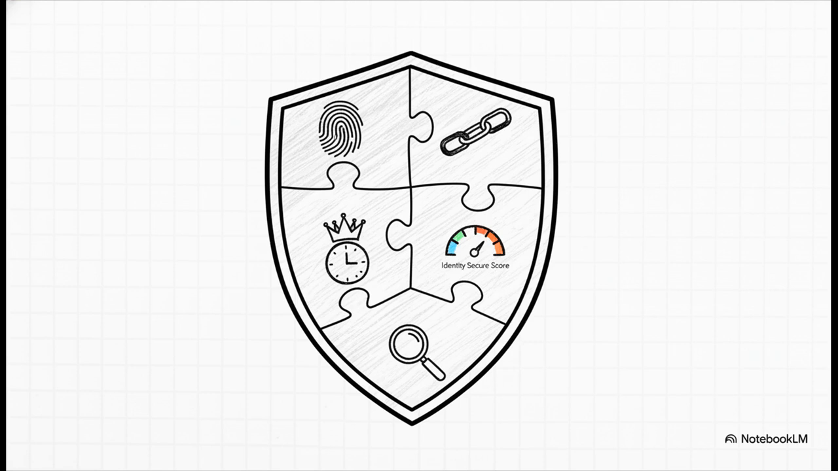And then you have tools like Identity Secure Score and the audit logs that give you that feedback loop to see how you're doing and investigate when things go wrong.